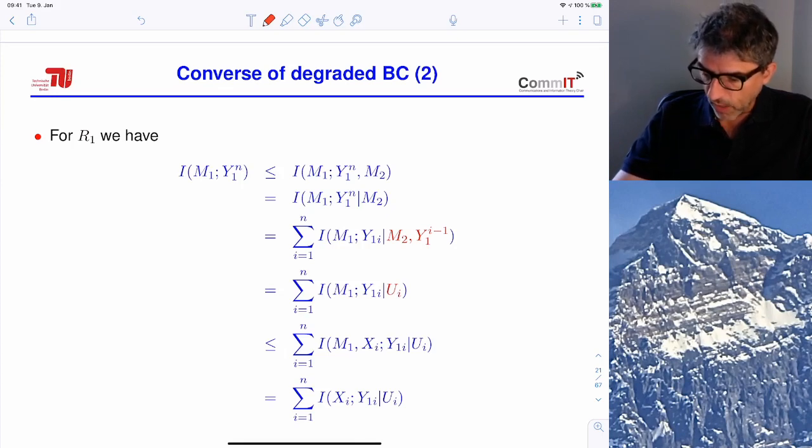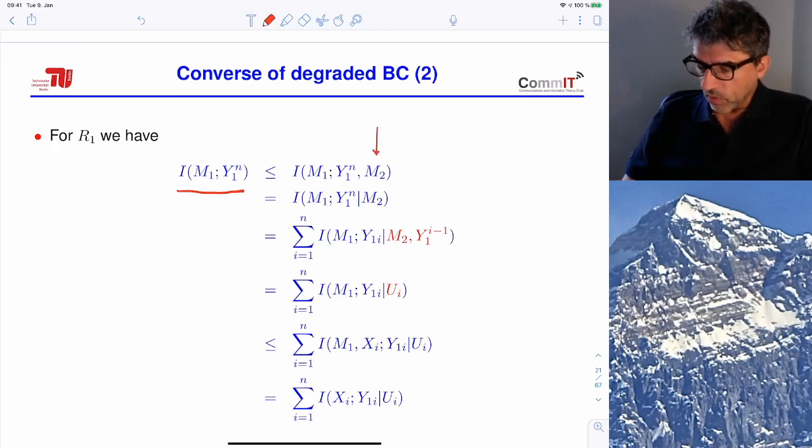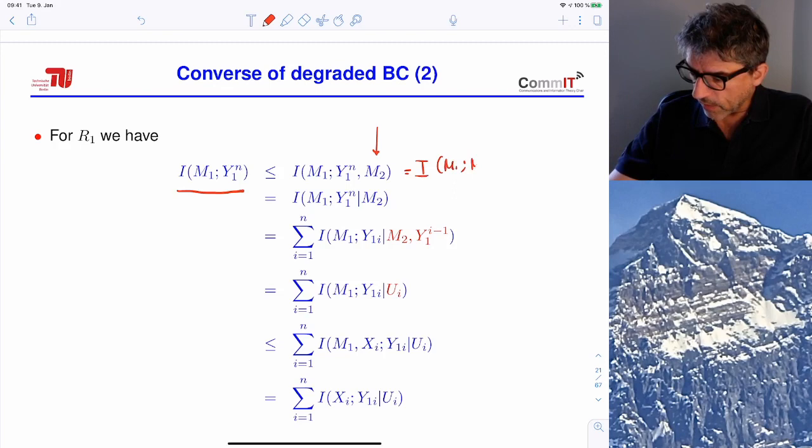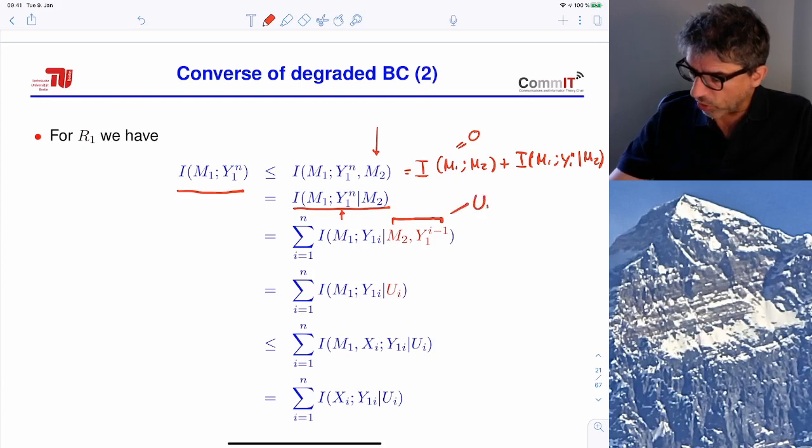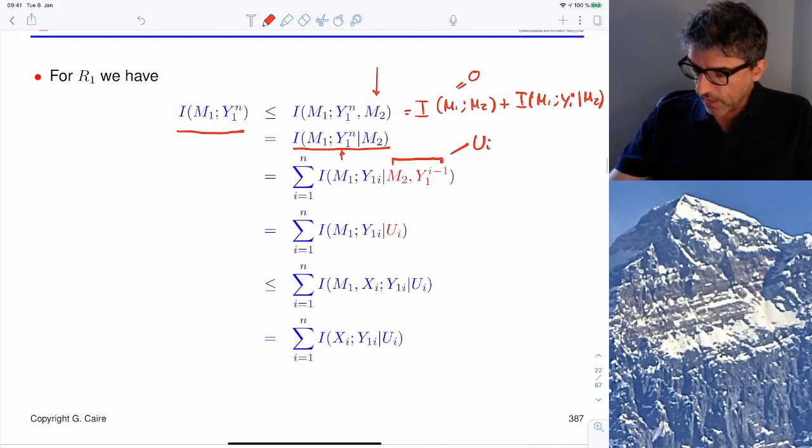First of all, we start from user 1, with this mutual information. If we add M2 here, we can only enlarge the mutual information, since we can add variables on either side. Then, using the chain rule, I have the mutual information of M1 and M2 plus the mutual information of M1 and Y1 given M2. Since the messages are independent, the first is zero, so we have this equality. Then I use the chain rule with respect to Y1 and break this mutual information in this way, and we see that the conditioning here is exactly what I can call U_i.